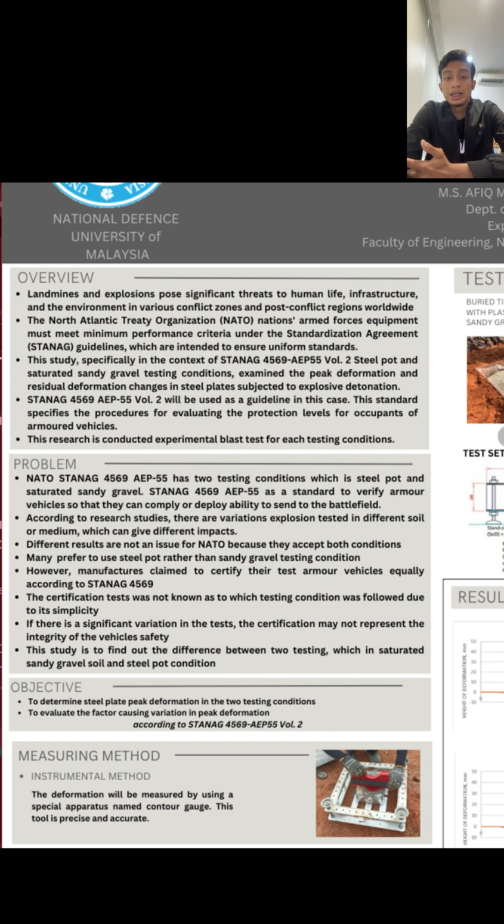STANAG 4569 AEP55 has 3 volumes for the defense system. Vol 1 is about KE and artillery threat. Vol 2 is about explosive threat, and Vol 3 is about improvised explosive device threat. Hence, the standard shows the composition of the sandy gravel soil and the steel pot parameters, which are used to evaluate the capacity of different types of armor to offer the requisite levels of protection in armor vehicles.